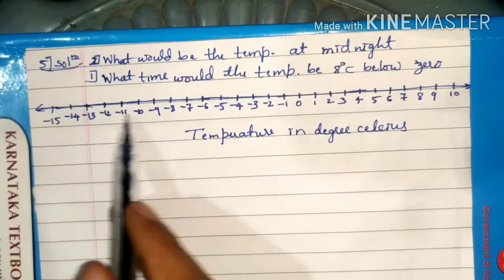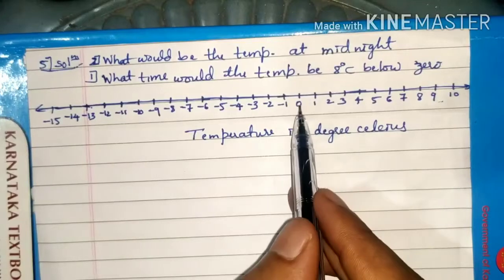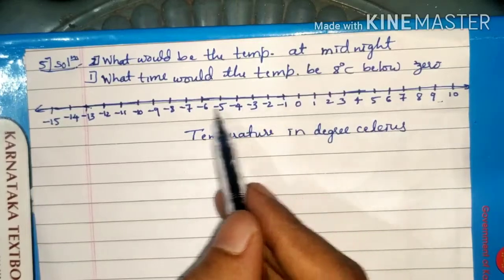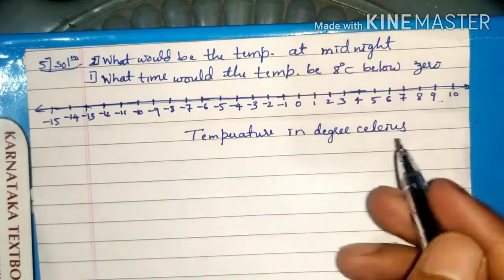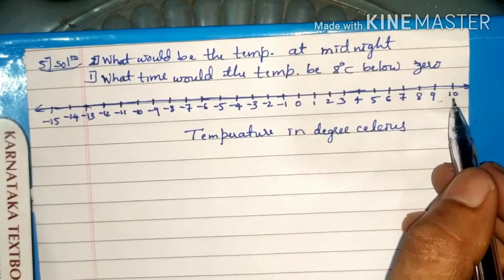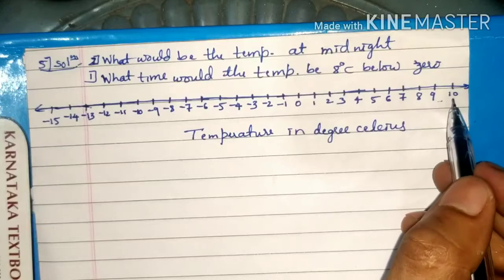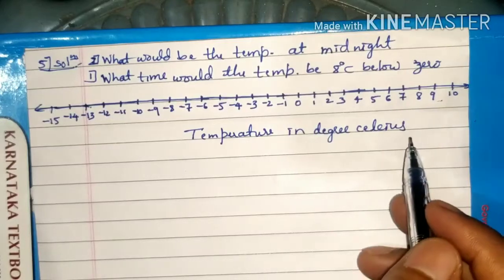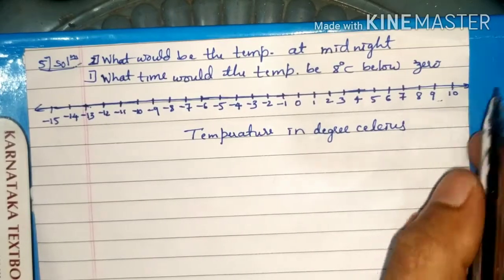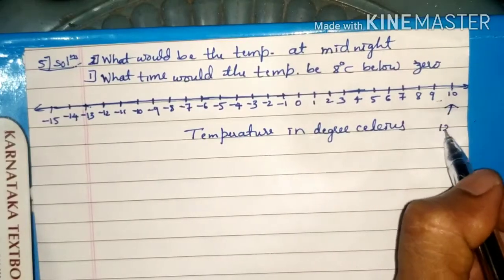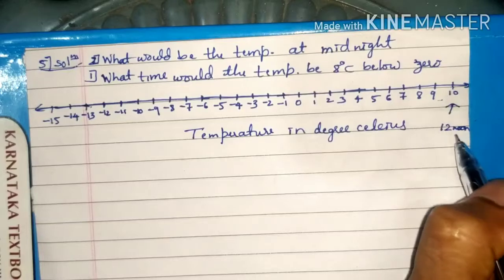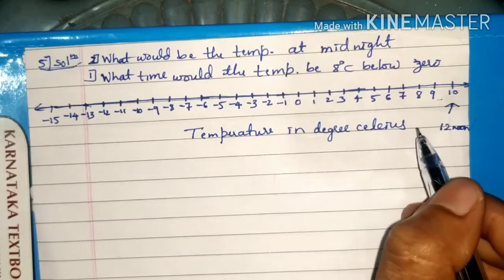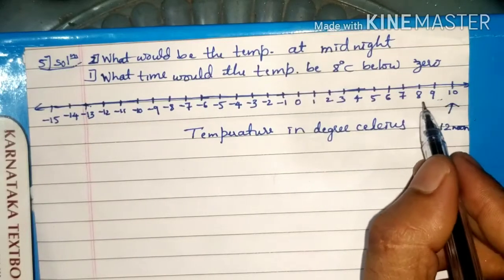Suppose you consider a temperature scale like this, so from 0, this is positive temperature, so temperature increases, and in this direction temperature decreases. Now at 12 noon the temperature is 10 degrees Celsius, it is given in the problem, and it goes on decreasing by 2 degrees Celsius per hour. For 1 hour it decreases by 2. So after 12 o'clock, at 1 o'clock, the temperature decreases by 2 degrees Celsius.